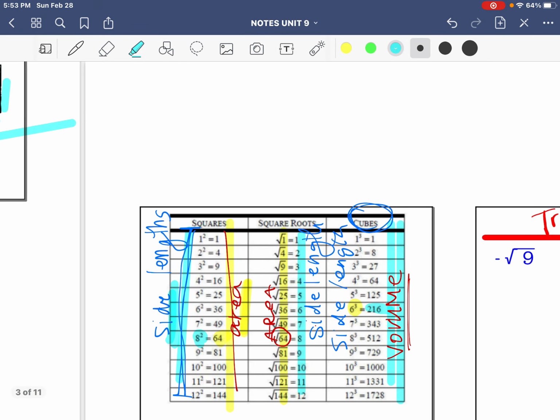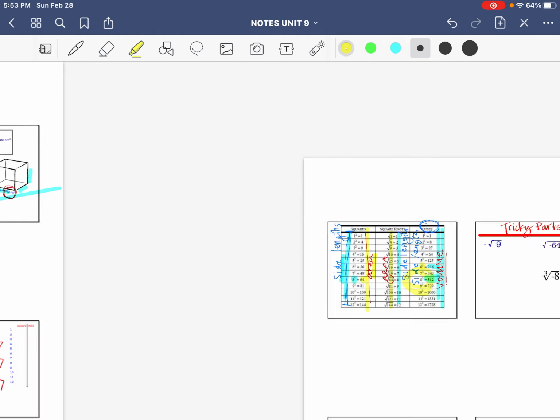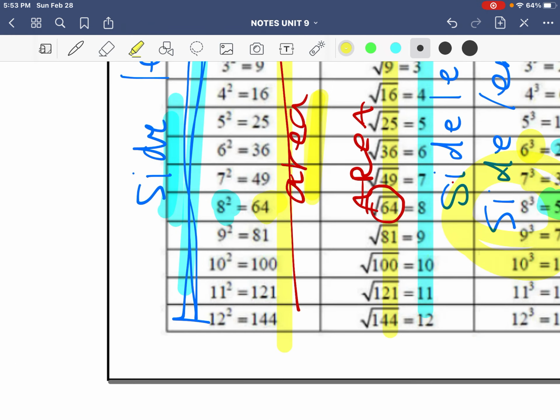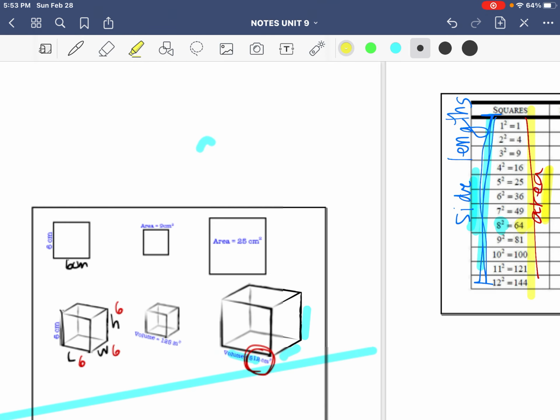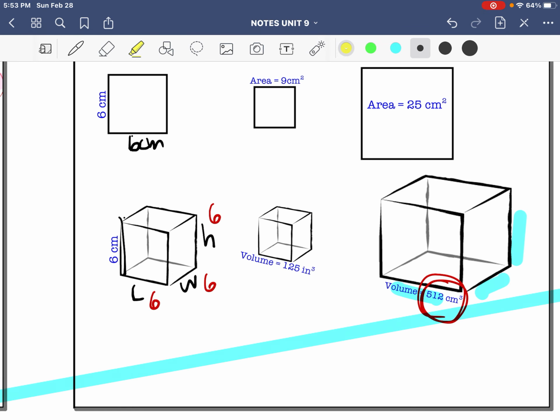On our cheat sheet, we can see where 512 is, right here for volume. And I can look right here and see, oh, that means my side length on that is going to be 8. This is going to be helpful if we need to find side lengths of this. So this would be 8 and 8 and 8.